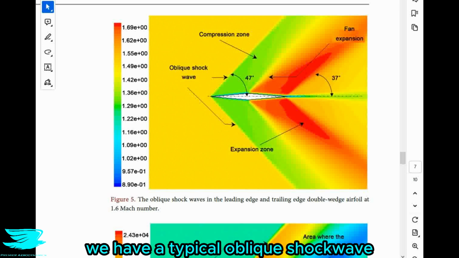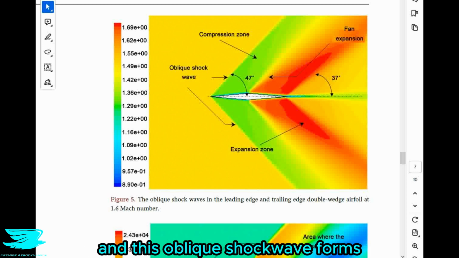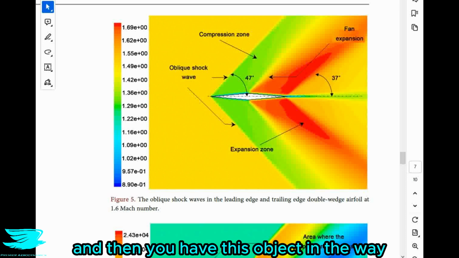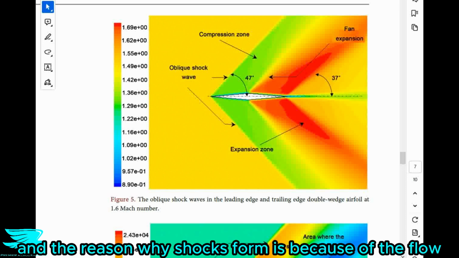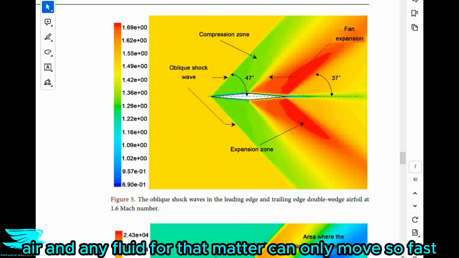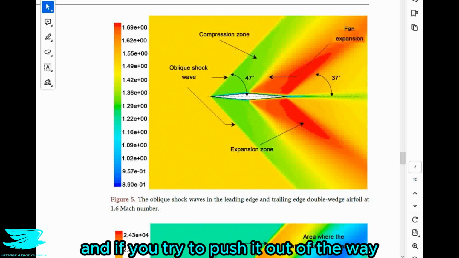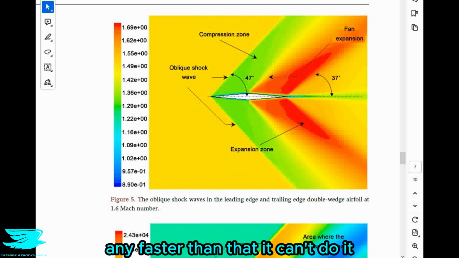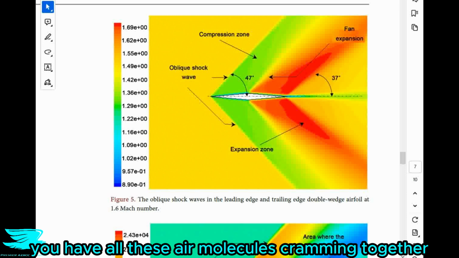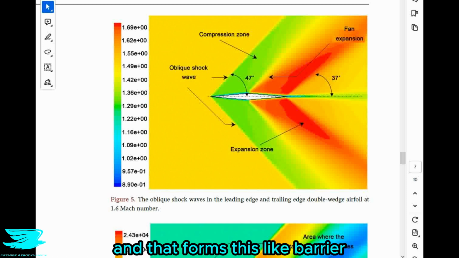To begin with, we have a typical oblique shockwave, and this oblique shockwave forms because you have such a fast moving flow, and then you have this object in the way. The reason shocks form is because the flow cannot move out of the way fast enough. Air, and any fluid for that matter, can only move so fast, and if you try to push it out of the way any faster than that, it can't do it. As a result, you have all these air molecules cramming together, and that forms this barrier, and that is the shockwave.